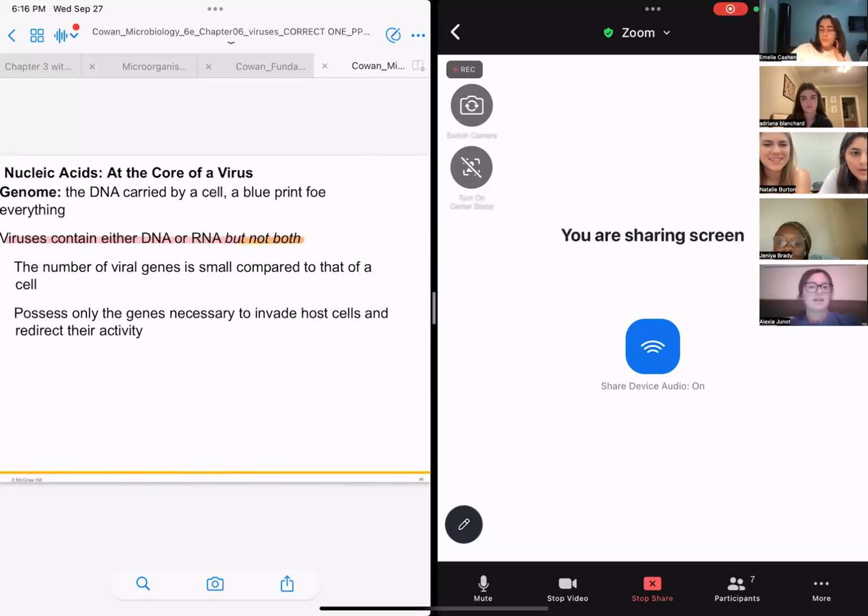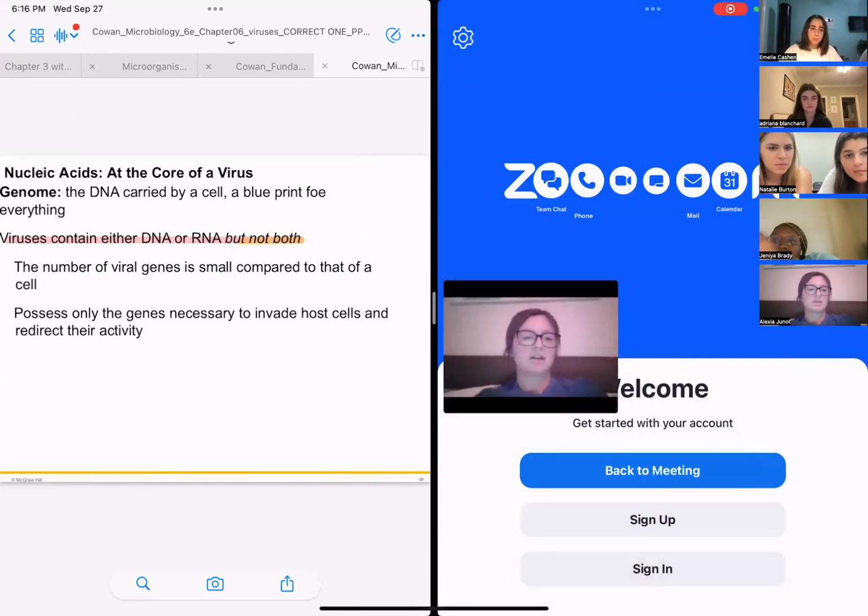Okay, and then we have the nucleic acids at the core of a virus, the genome, which is the DNA carried by a cell, which is a blueprint for everything. And then the viruses can either contain DNA or RNA, but not both, like we talked about in the concepts. The number of viral genes is so small compared to that of any cell, and it possesses only the genes necessary to invade host cells and redirect their activity.